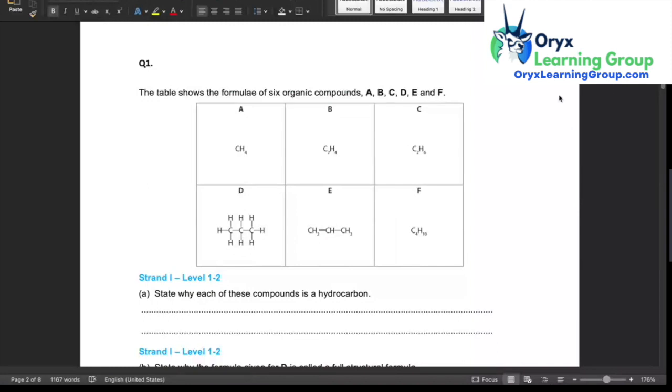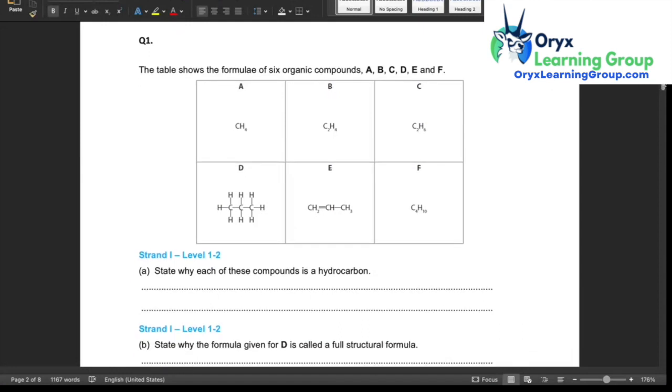Okay, let's quickly go through the first one. State why each of these compounds is a hydrocarbon. Yes, anyone would like to tell the answer? Because they have carbons and hydrogens only. Correct, that's right. Hydrocarbons are compounds which have only hydrogen and carbon, right? So these are hydrocarbons. Perfect, very good.